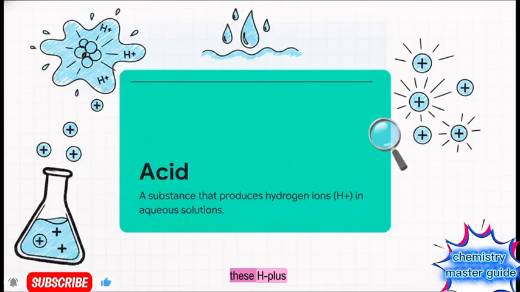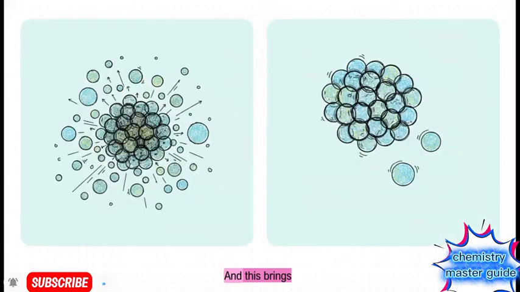And honestly, these H+ ions are the absolute stars of the show. They dictate basically everything about how the acid behaves. And this brings us to a really major concept, the difference between strong and weak acids. When we talk about strength, we're talking about how much of that ionization actually happens. Strong acids, think hydrochloric, sulfuric, or nitric acid, they completely ionize in water. Literally, every single molecule breaks apart to release hydrogen ions.